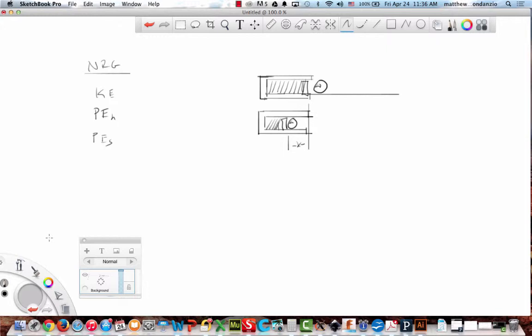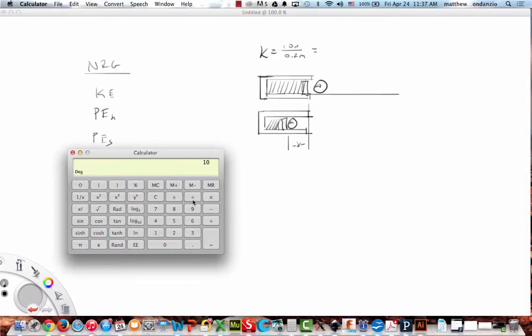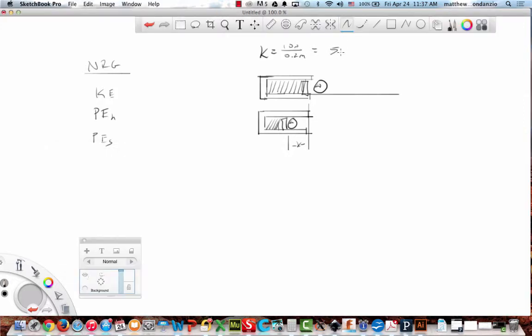There are two things that I can ask you. If I give you the spring constant, let's say it takes 10 newtons to compress it 0.2 meters. That means my spring constant is 10 divided by 0.2, which is 50 newtons per meter. That's my spring constant.